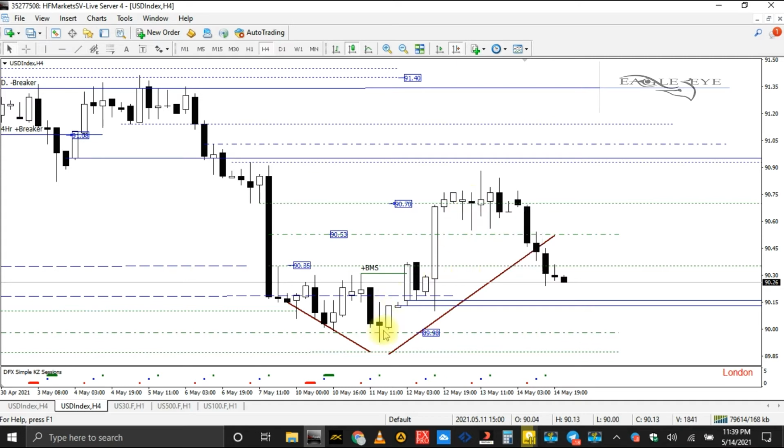Depending on which day and which time of the day price trades to this area, I would consider going short on Euro USD, because this is the dollar index and it's inversely proportional to the Euro USD.